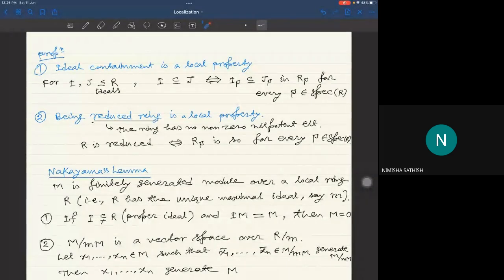a minimal generating set of m, in the sense that you cannot reduce this set further to get a generating set of m. In other words, if you omit one of these elements from this set, then it is no longer a generating set.